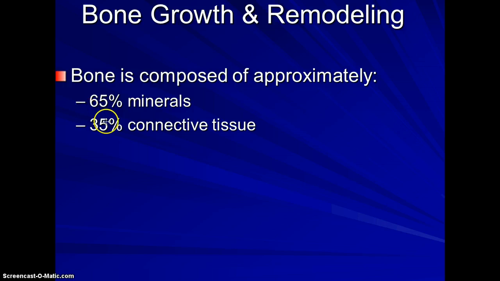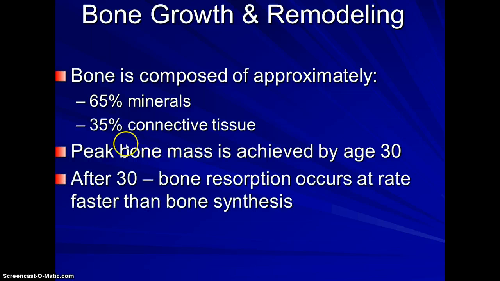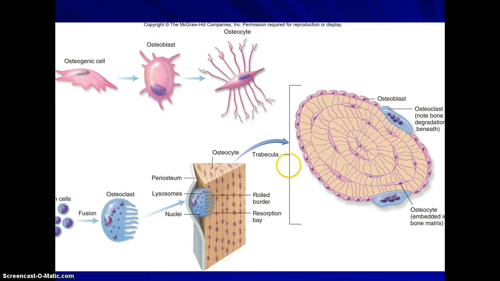Bone is about 65% minerals, which those minerals are the ones I just talked about: calcium primarily, phosphorus, magnesium, and fluoride. And what I just spoke about was called peak bone mass. So again, we can build bone until about the age of 30 years, and then after that, we basically live off the bone that we've built. And after 30 years of age, the reabsorption of bones happens at a faster rate than we build bones. And that's why after 30 years of age, you start to lose bone mass and bone density.